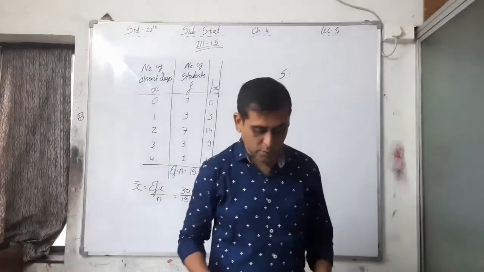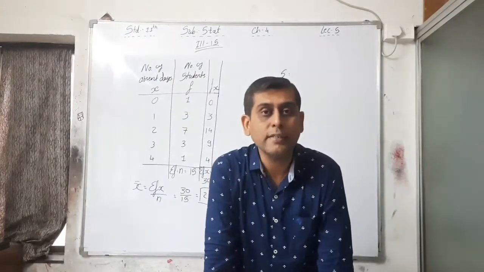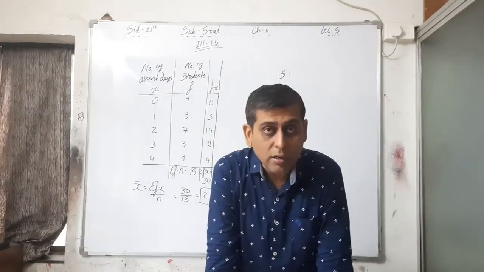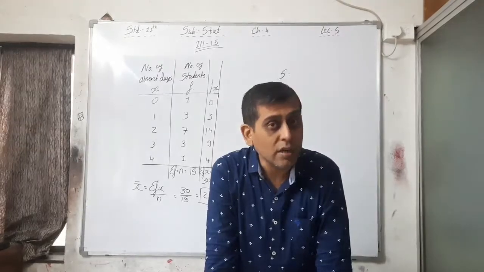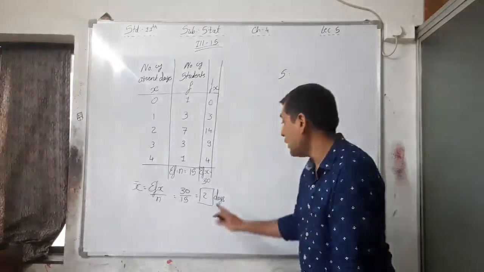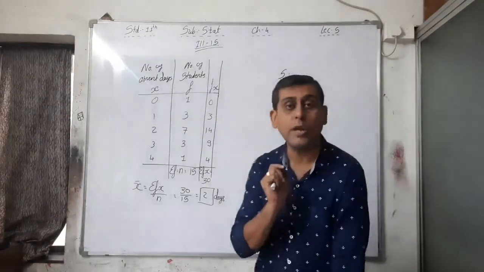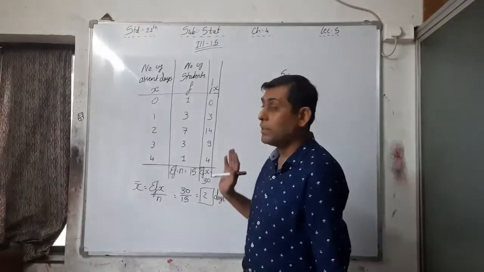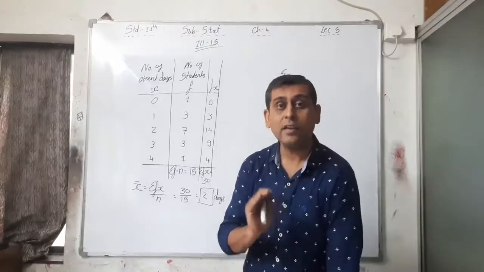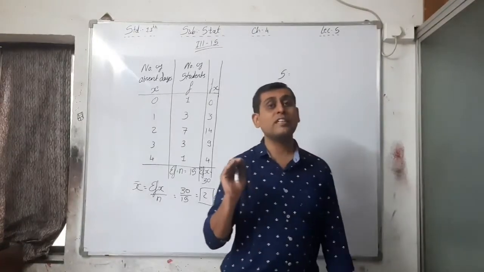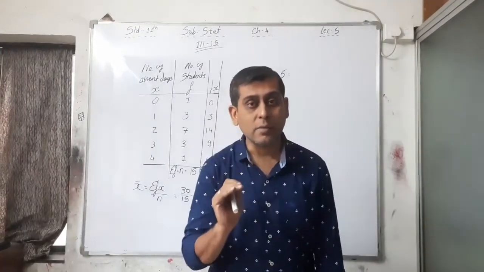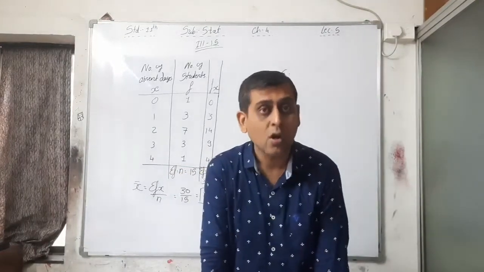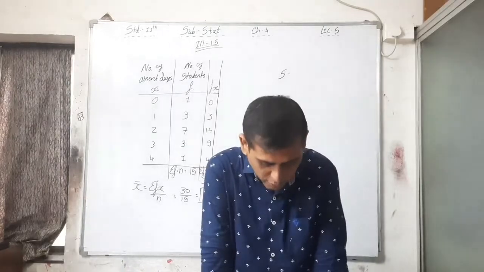Your x bar is equal to 2 days, right? And see that here the x bar is an integer or a fraction. It is an integer, exactly 2 days, not in point, right? So it is not a fraction, that's why we can take the first method, the direct method, that is the square root of sigma f into (x minus x bar) whole square upon n for the standard deviation.